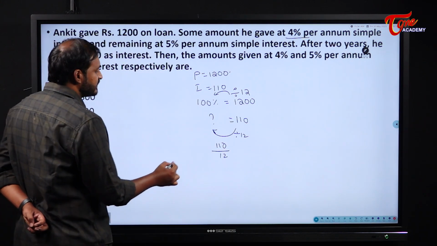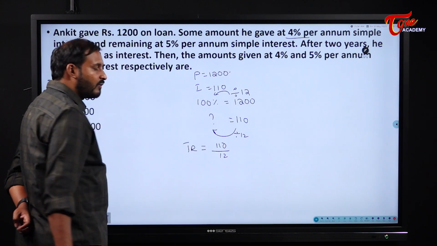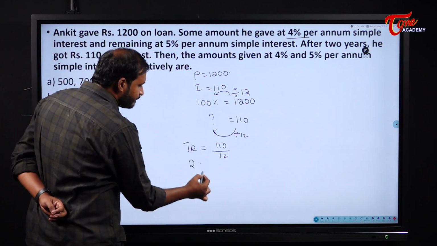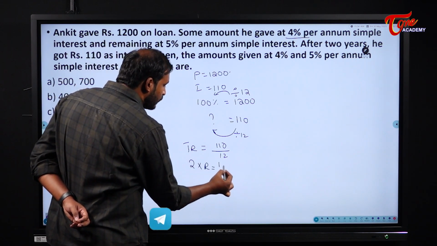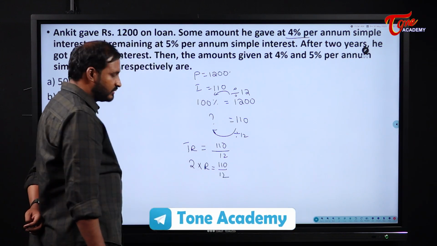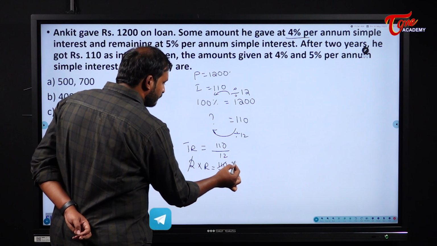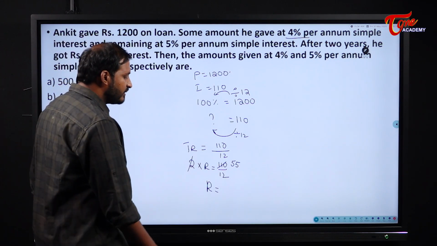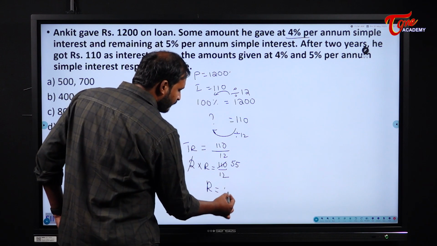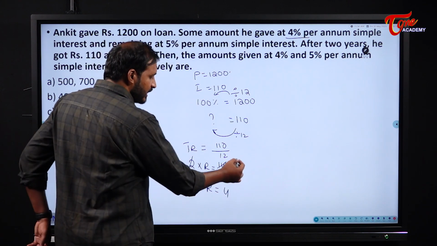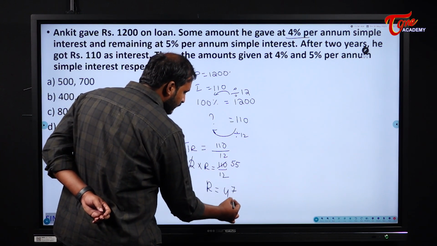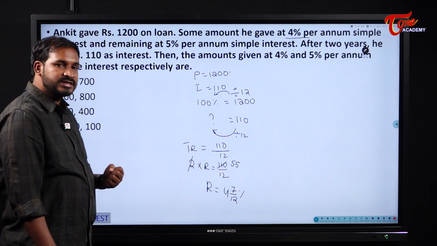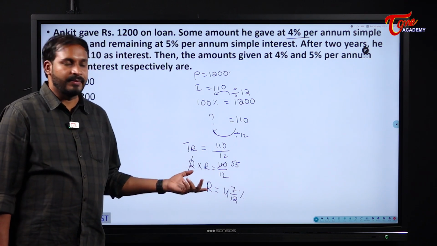That means TR percentage. TR is equal to what? 110. Time period is how much they have given? After 2 years, right? So 2 into R is equal to 110 by 12. 2 ones are 2, 55. So rate of interest will become what? 55 by 12. 55 by 12 means what does it become, students? 12 4s are 48. And I will be left with how much? 7 by 12. So rate of interest here is 4, 7 by 12%. Okay, good.